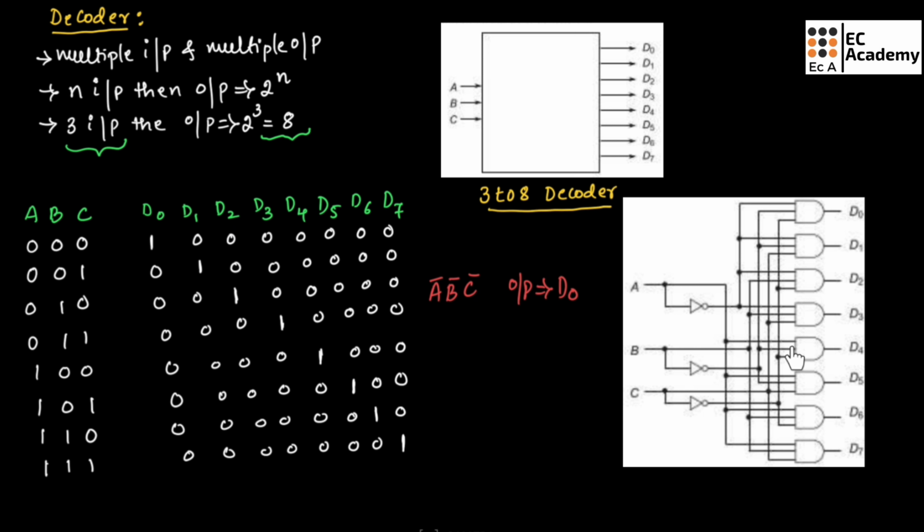and that will be connected to AND gate. From B bar we will take and we will connect that to this AND gate, and from C bar we will take the connection and we will make it to this AND gate. So if we make input as A, B bar, C bar, in that case we will get output as D4. In the same way we can analyze for other outputs.